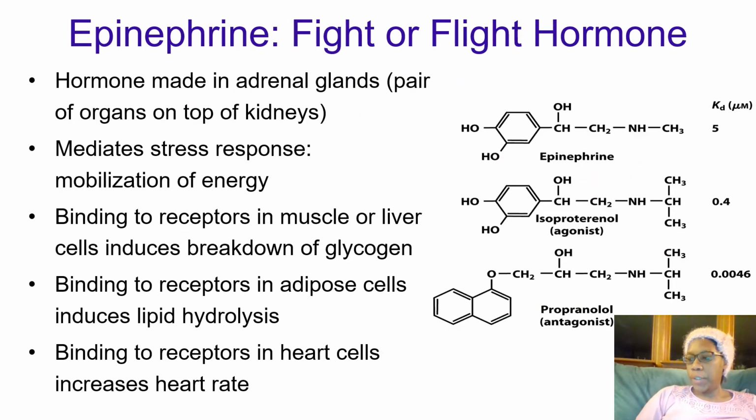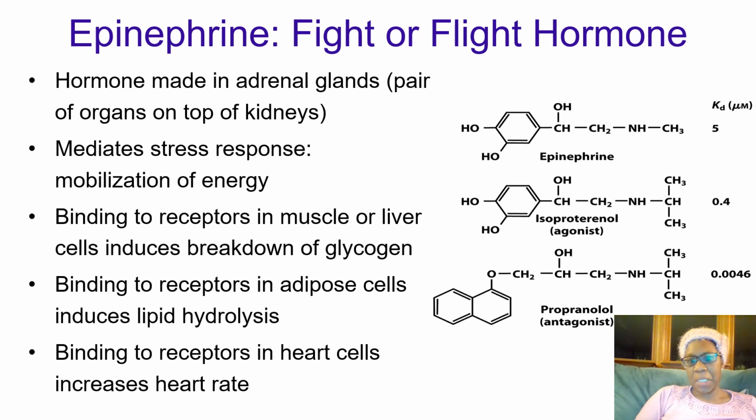The signaling molecule that activates the beta adrenergic receptor or the G coupled protein receptor is adrenaline. We call it adrenaline or we call it epinephrine. Those are the same thing. It's the fight or flight hormone. So as you see a bear or you see a child stuck under a car, epinephrine starts to be produced in your body and it binds to the beta adrenergic receptor.